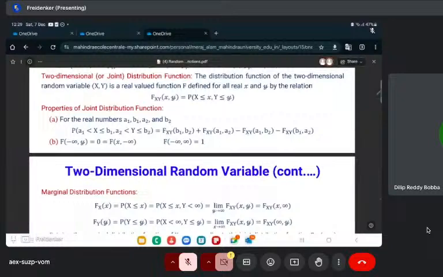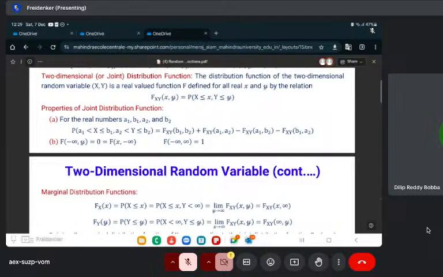That is how you got property A. And what is property B? Property B is the CDF at minus infinity, y. They didn't use x1, x2, they directly used x, y, so that is fine. In my case, x1 will be x and x2 will be y.